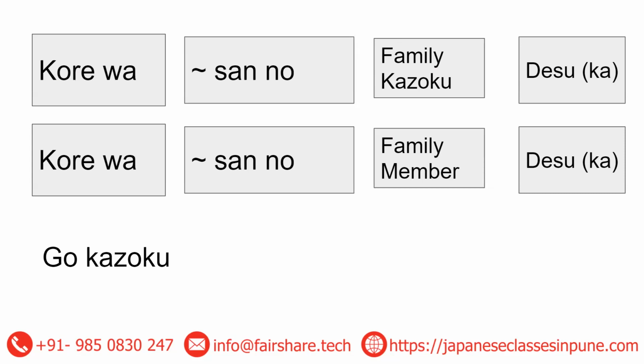Okay. Now, if you guys see Koreva, okay, this Amit san no. Okay, now what does the particle no do? How does the particle no play a role in this? So no basically means ki or ka. Okay, not the movie. I'm not talking about the movie here. I'm talking about Amit san ki family.